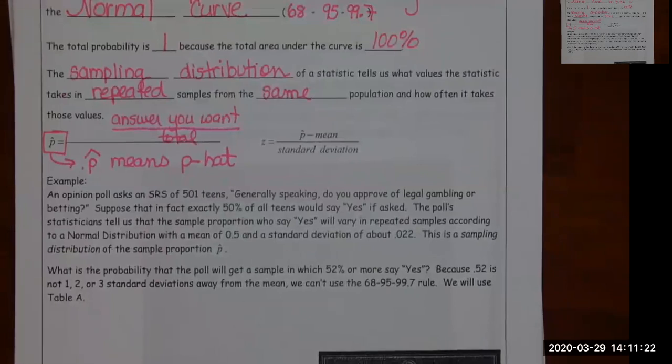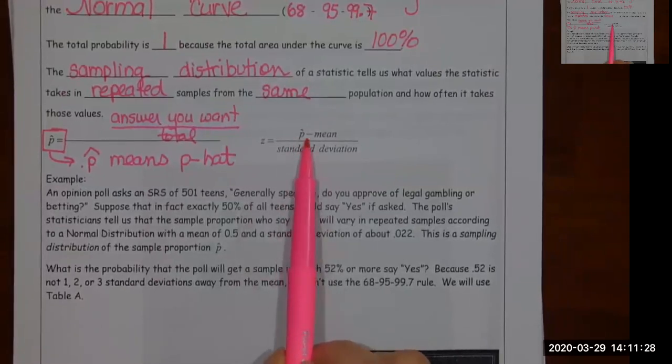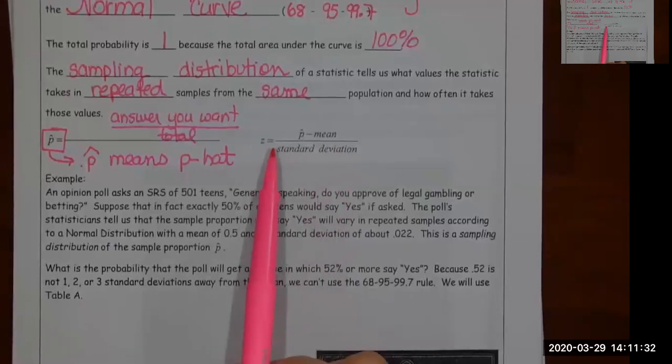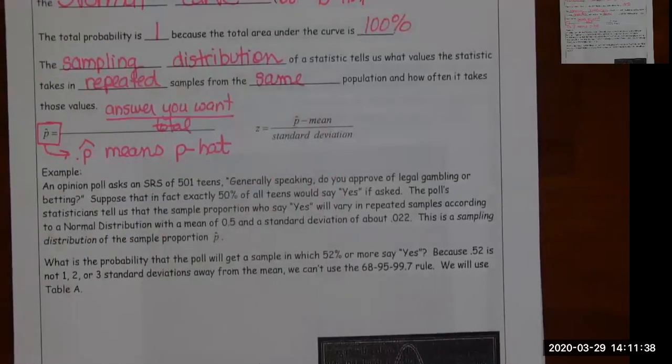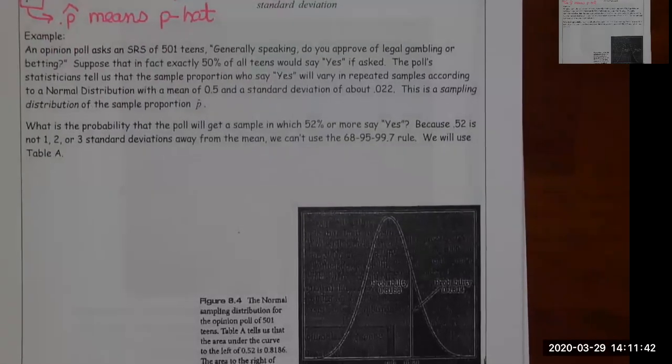And remember the z score: it takes p hat minus the mean, divided by the standard deviation, and that's your z score. That was something very important for us. So let's look at an example. Again, this is reviewing, but it's been a long time, so we're doing one together. Now you have a comparison of probability distribution and a sampling distribution.